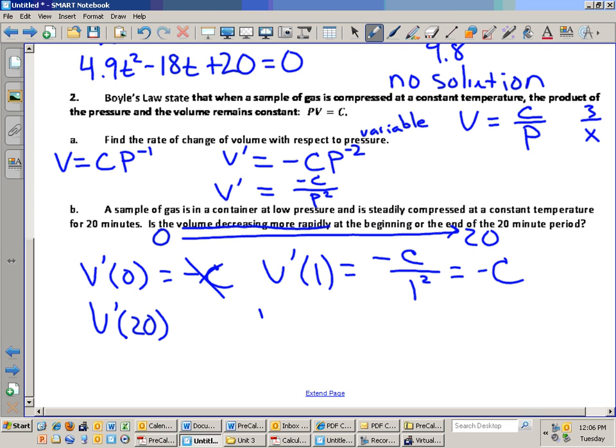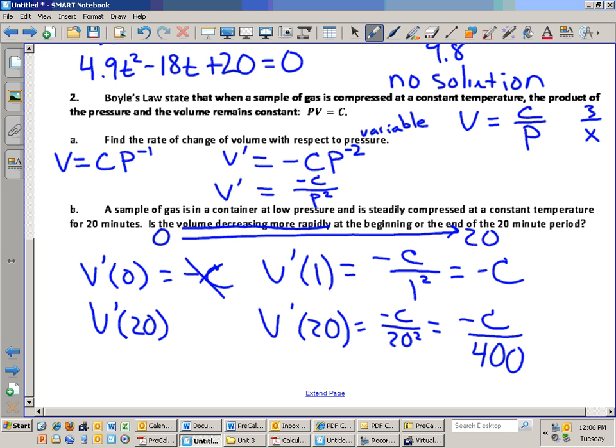Well, if we check towards the end and we do V prime of 20, we get negative C over 20 squared, which is negative C over 400. So which one's more negative, the first one or the second one? The first one. This one is going to make it closer to 0 because you're dividing by that 400. So it looks like it's decreasing more rapidly right at the beginning. Just like Luke said, when you take a spring, compressing at the beginning is easier, and it's going to compress more quickly compared to the end.